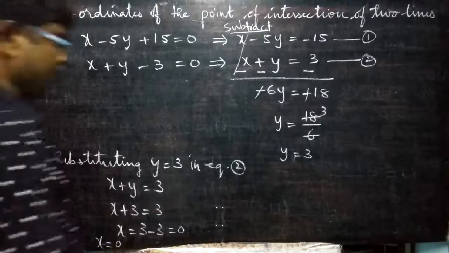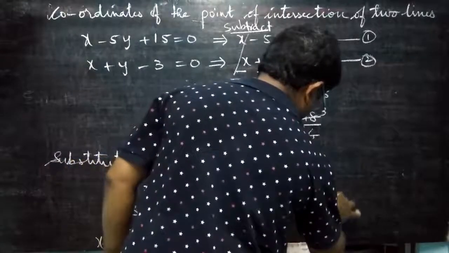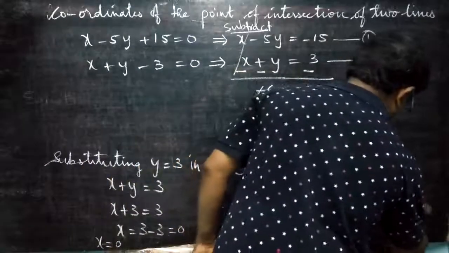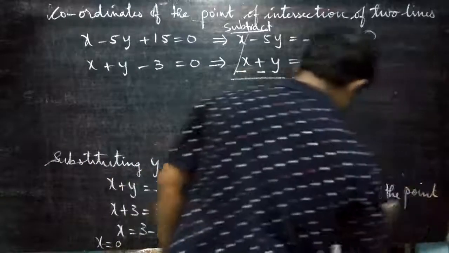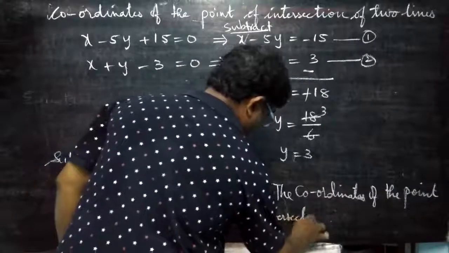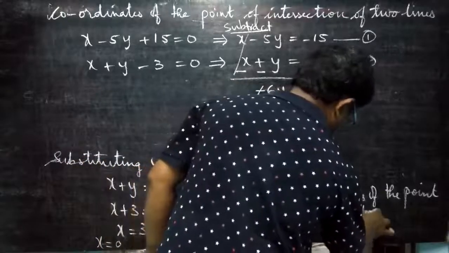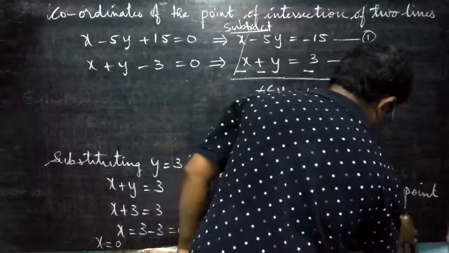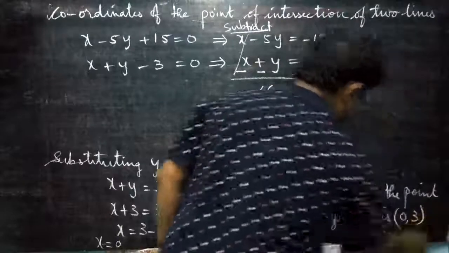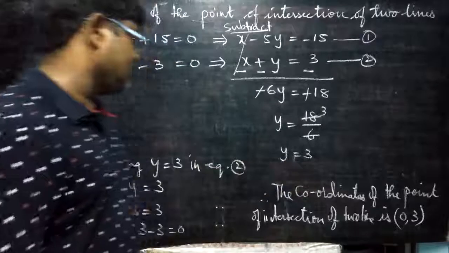Now they are asking to find the coordinates. Therefore, the coordinates of the point of intersection of two lines is (0, 3). X coordinate first, y coordinate next. So (0, 3).